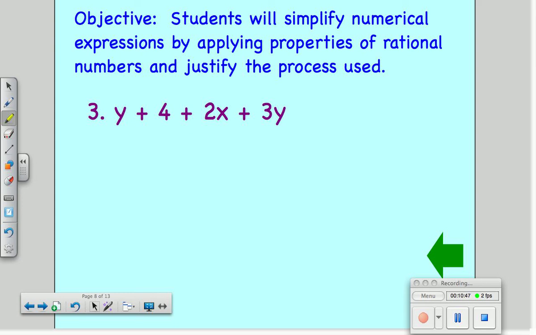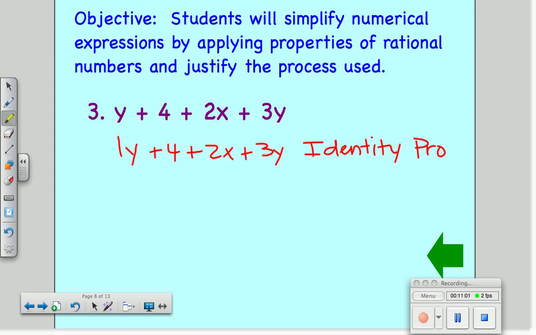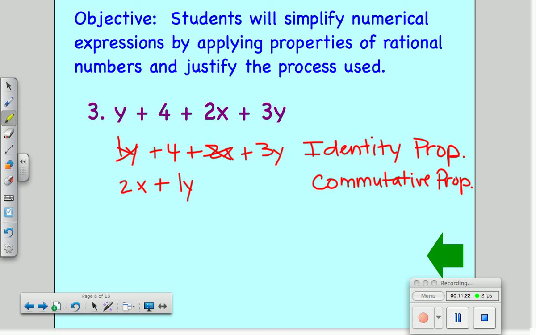So again, I'm going to put a 1 in front of this y, write everything else the same, and that is the identity property. Then, I'm going to change the order using the commutative property. I want my x first. I'm done with that one. Now I want my y's. I have my 1y. Then I also have my 3y. Now, last, I want my constant term, 4.